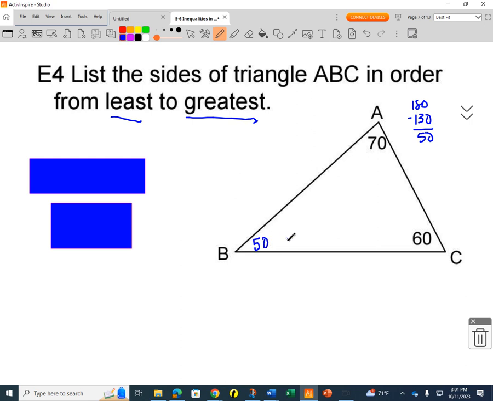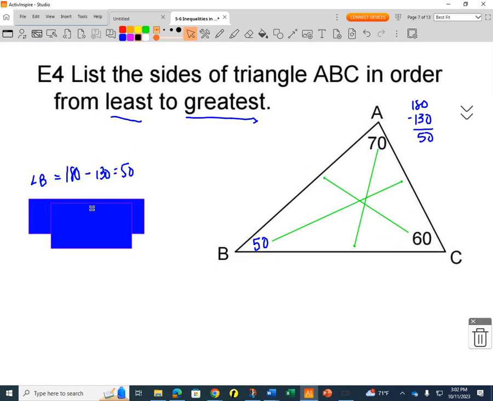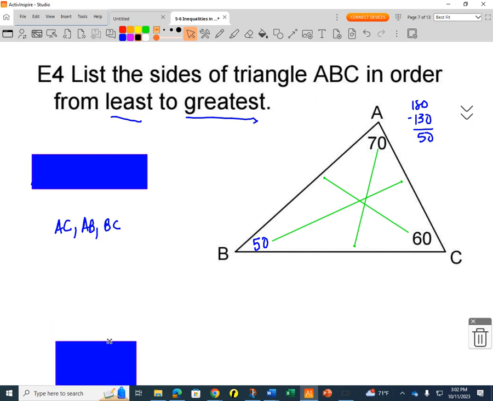So 50 is the smallest angle. So the side across from 50 is going to be the shortest side. 60 is the next smallest angle. So the side across from 60, that's AB, is going to be the middle length side. And the side across from the largest angle, that's going to be BC. That is the longest side. So the shortest is AC, then the next is AB, and then the longest is BC.